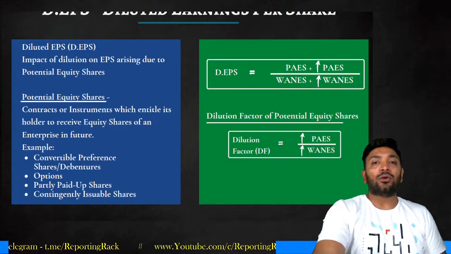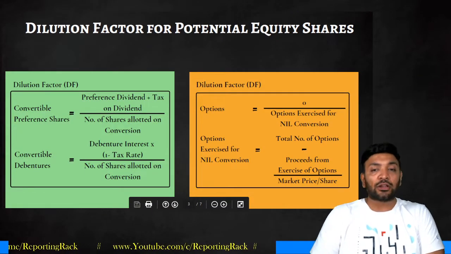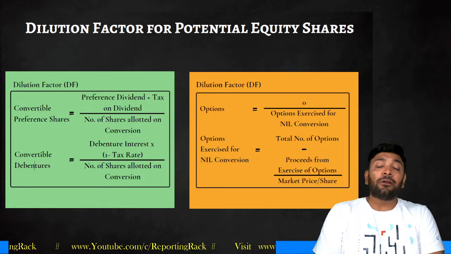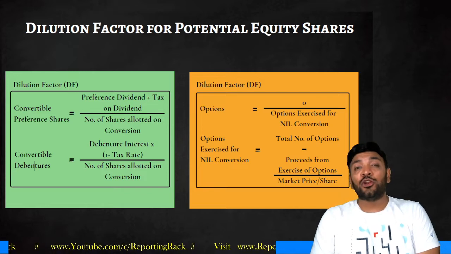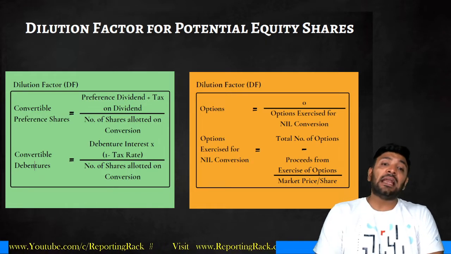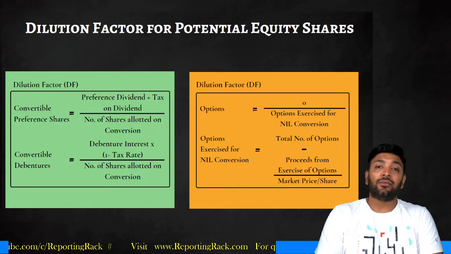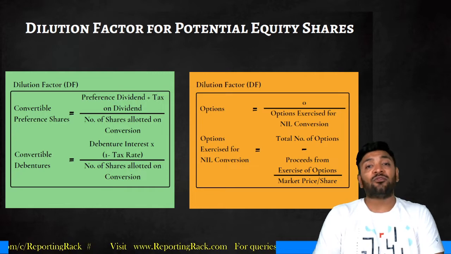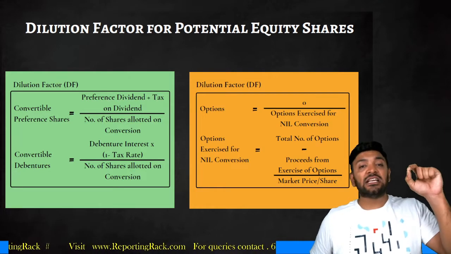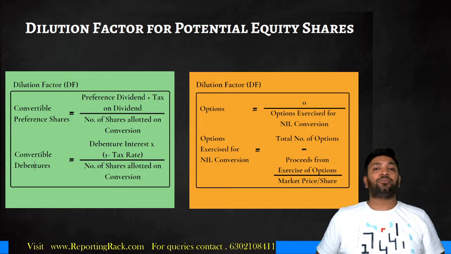Let's look at how I calculate the dilution factor. If I look at dilution factors and potential equity shares, look first at the preference shares. For preference shares, what is the increase in the numerator, that is, the profit? Preference dividend plus any dividend distribution tax which I pay on such dividends. That is also avoided because I don't have to pay dividend anymore. Divided by the number of shares issued on conversion of these preference shares.